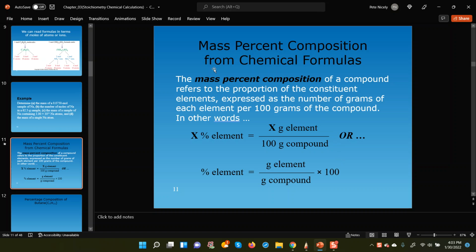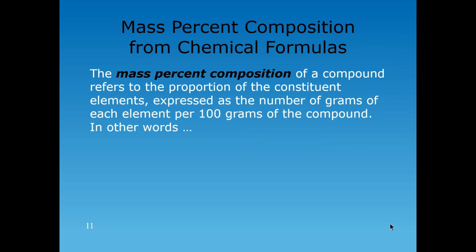So let's move on now to a discussion of the concept of mass percent composition. And we're going to talk about the definition of mass percent composition here. The definition of mass percent composition of a compound is basically the number of grams of each element that is present in a compound per 100 grams of the compound.